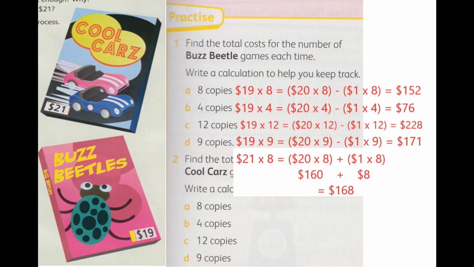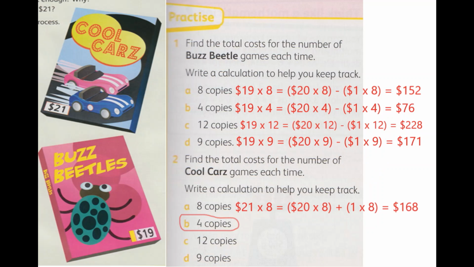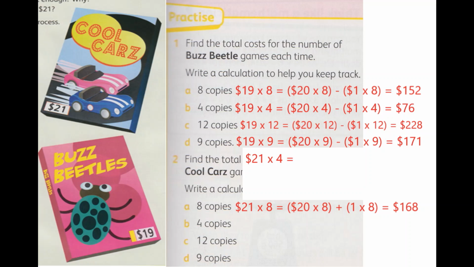Okay, letter B says 4 copies. So again, just like what we did with number 2A, for letter B, we're going to go $21 times 4, which equals $20 times 4 plus $1 times 4. And remember, keep in mind that we're taking off that dollar from 21, so we're going to have to add that back later on. So again, don't forget to put the plus sign. So we got $20 times 4, which is $80, plus $1 times 4, which equals $4. So the total cost is $84.